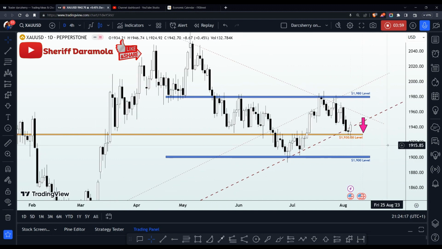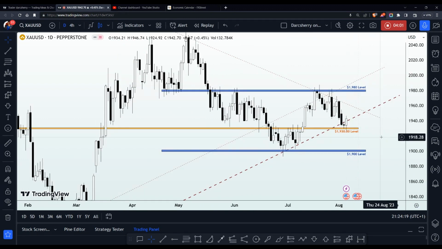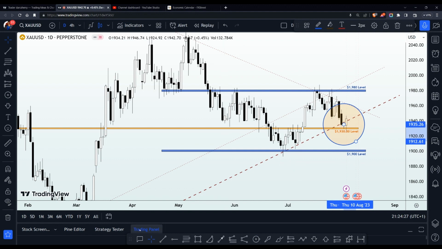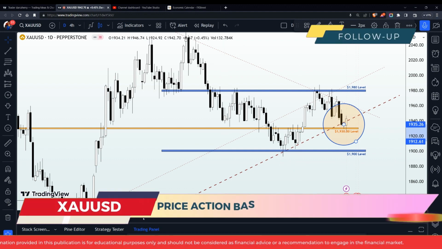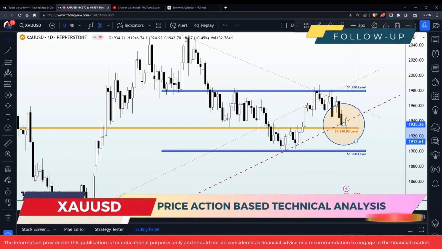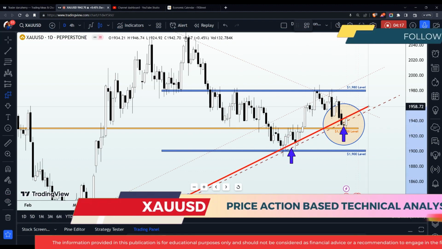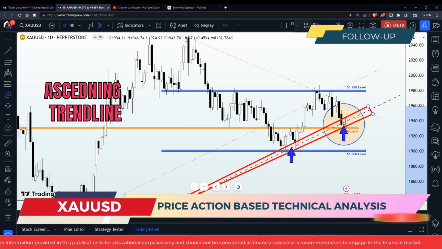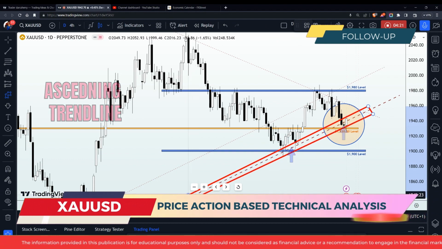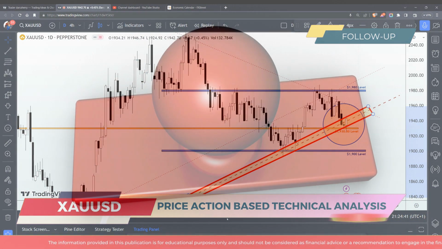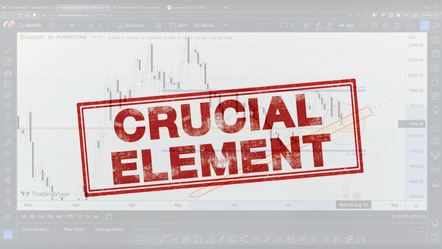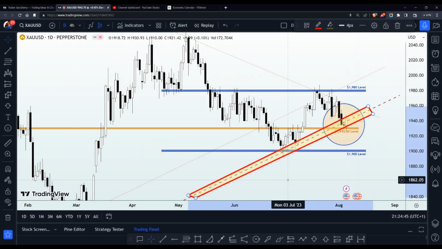Now, with the situation we have here, you will see where price action is after the end of last week's trading session. We saw our price action close around that key level at the 1930. And one interesting thing about that structure is the fact that it also shares a beautiful confluence with that ascending trend line, giving us an insight into how crucial this current juncture of the market is.